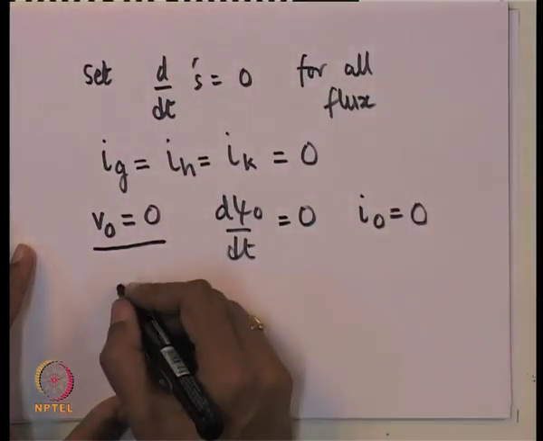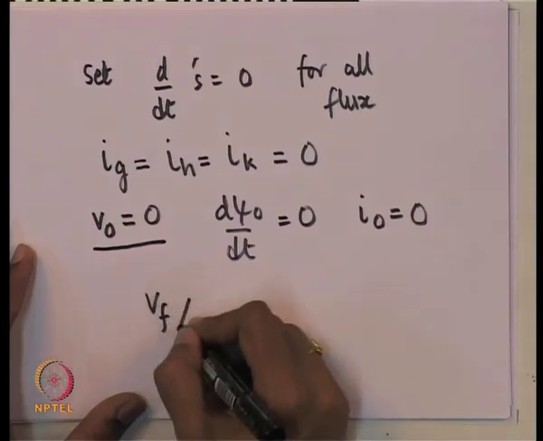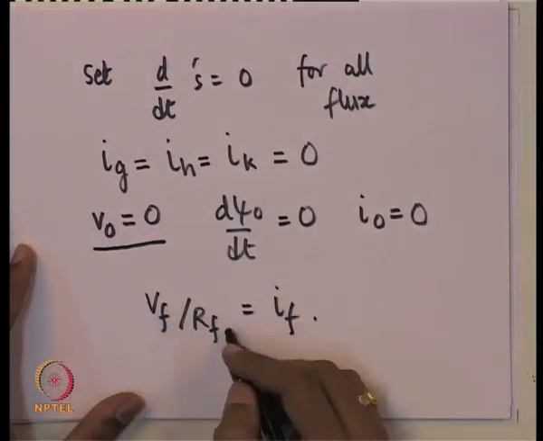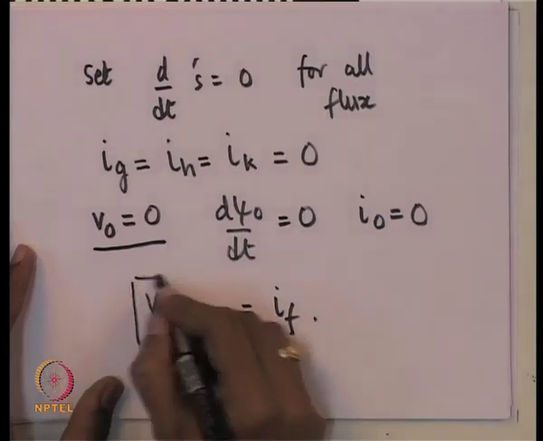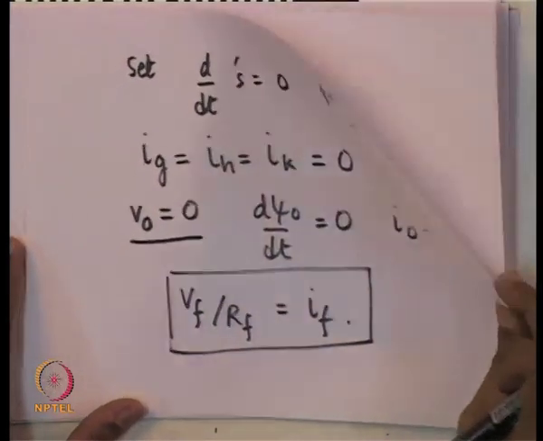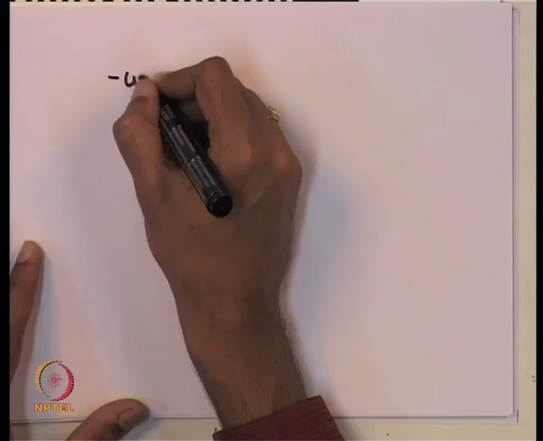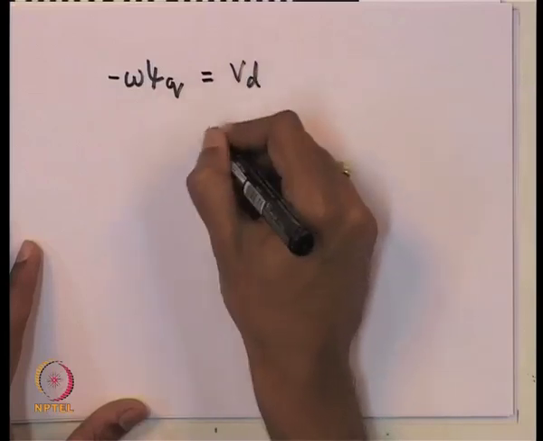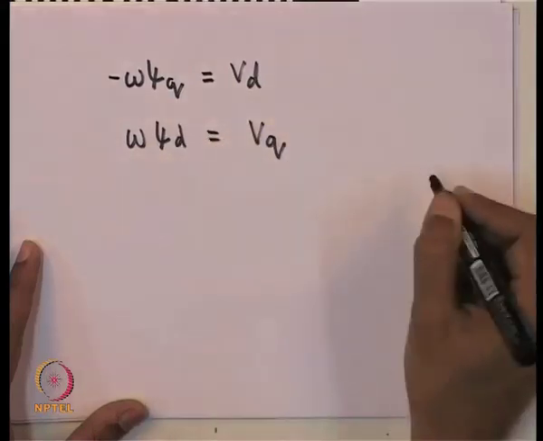We will also have from the field flux differential equations, V f by R f is equal to I f. So, V f by R f is equal to I f. This is another equation we have. So, this is an important equation, and if we neglect resistance of the stator, then we also have minus omega psi q is equal to V d and omega psi d is equal to V q.